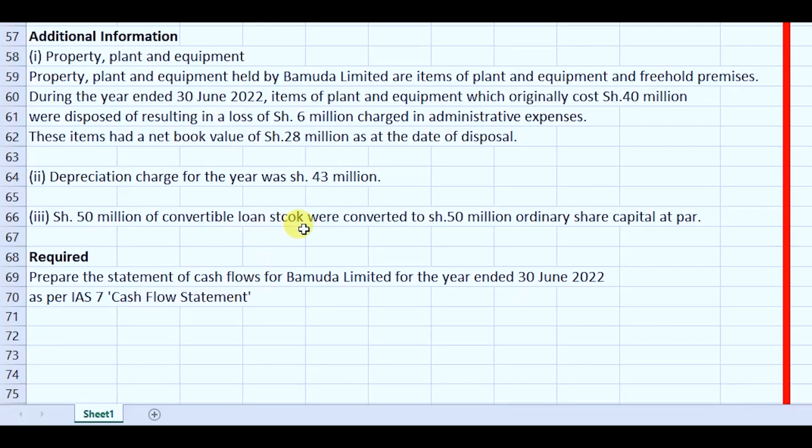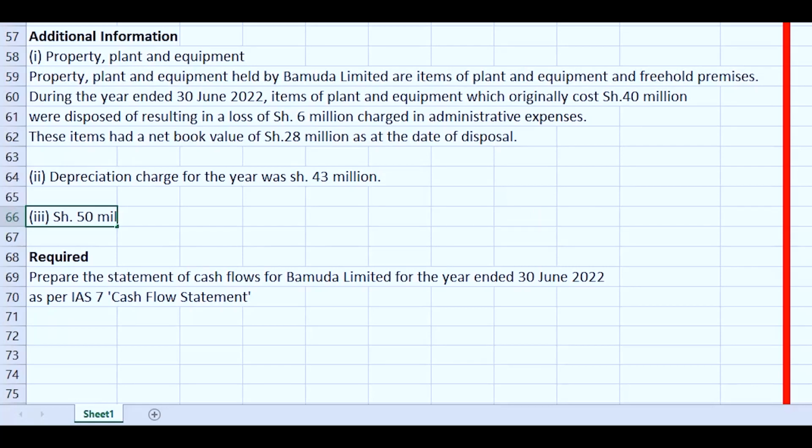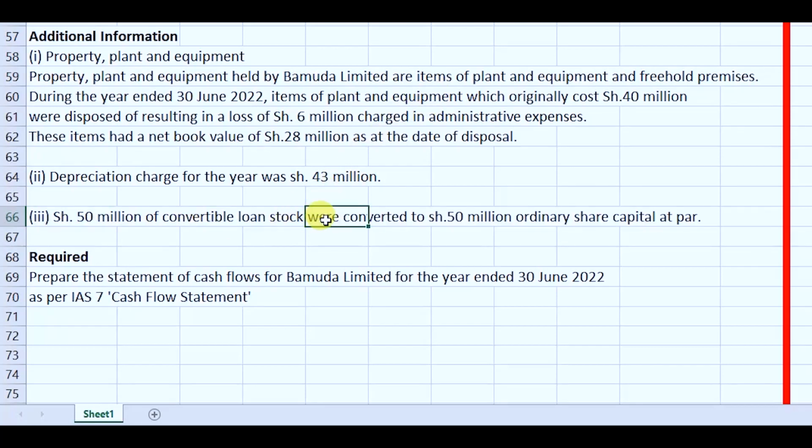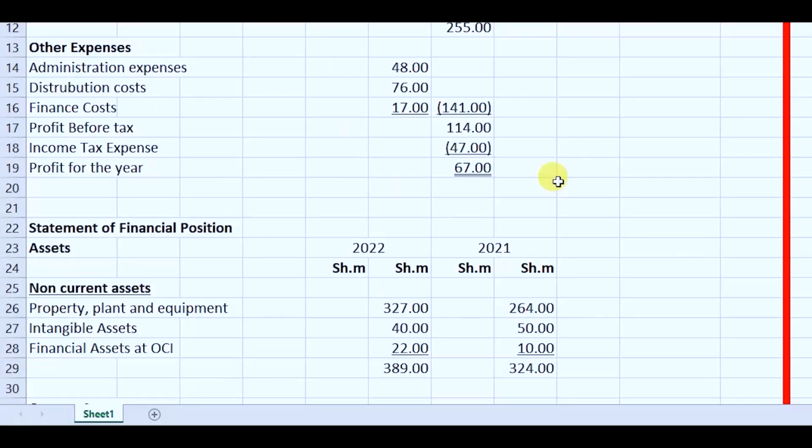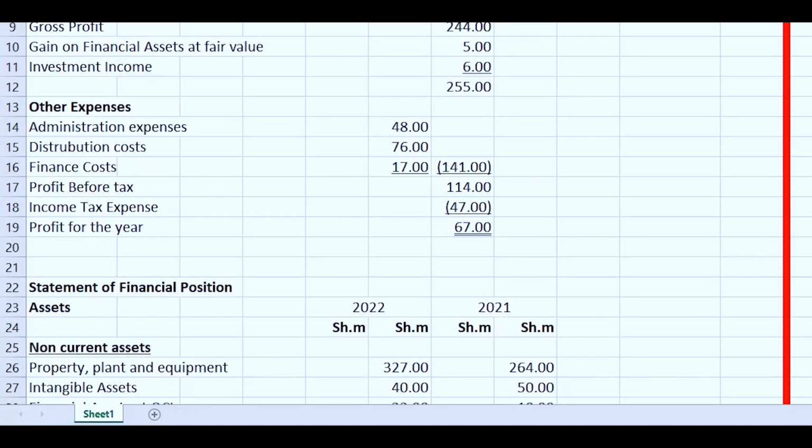But as you can see over here, the word stock wasn't written properly, so we make a small adjustment. Stock, sorry, that's in caps. Stock were converted to 50 million ordinary shares per share capital there. So we've adjusted that, and we can begin with our solution, which is on the right of your screen.